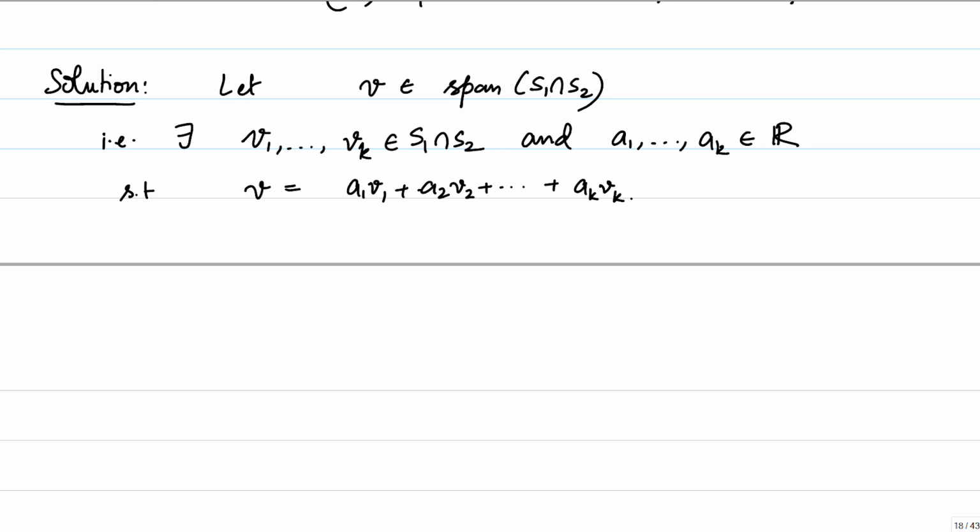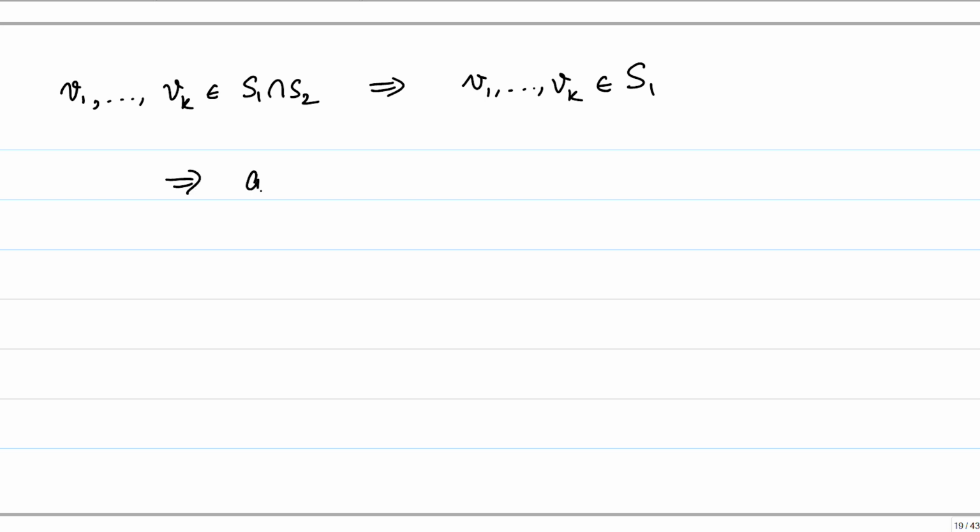Okay, so what does it mean to say that V1, V2 up to Vk belongs to S1 intersected with S2? This implies in particular that V1 to Vk belongs to S1 as well. It belongs to both S1 and S2. That is what it means for it to be in the intersection. So, in particular, it belongs to S1, and since the span of S1 consists of all linear combinations of the vectors in S1, this implies A1 V1 plus up to Ak Vk belongs to the span of S1.